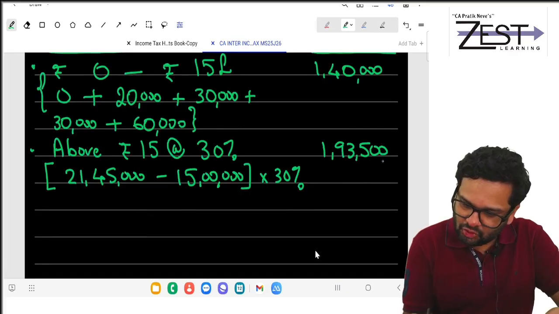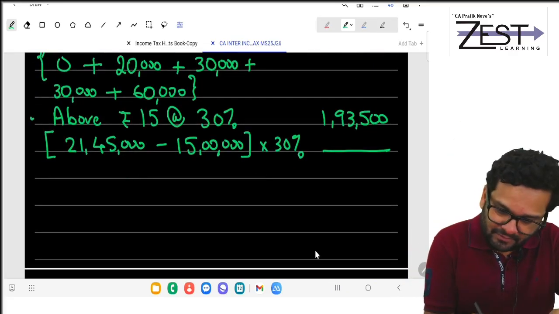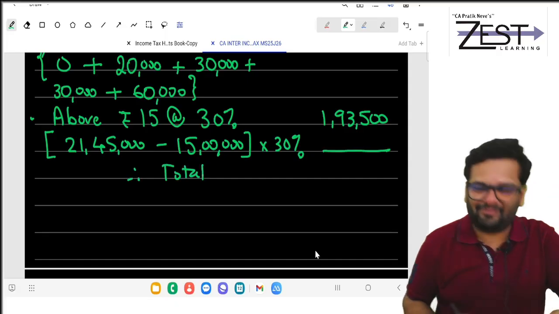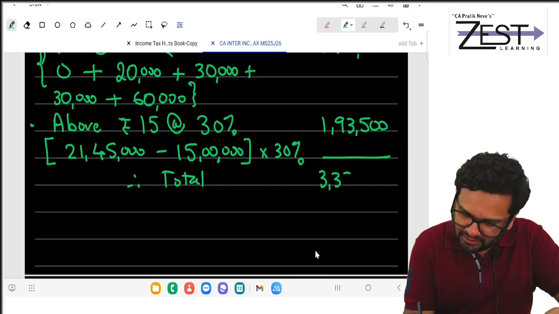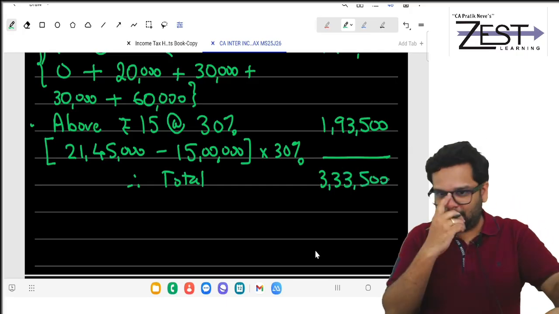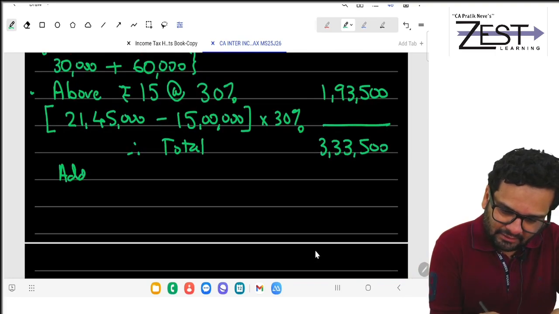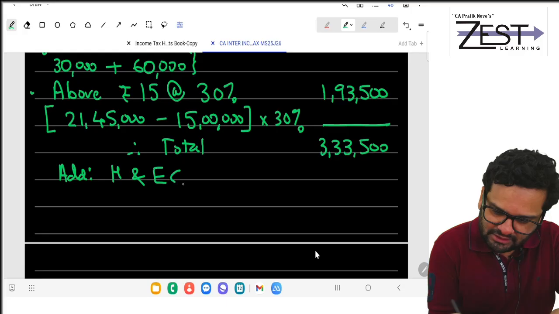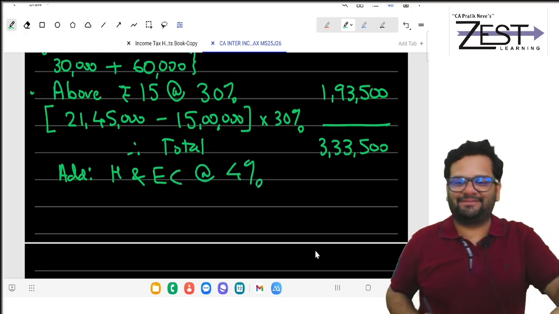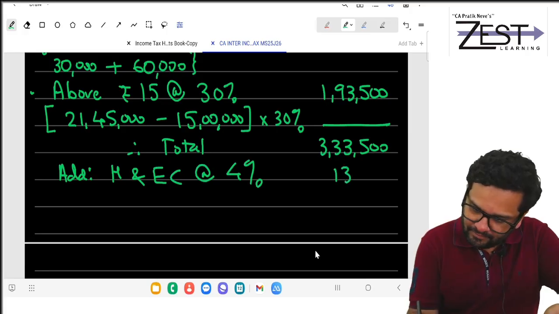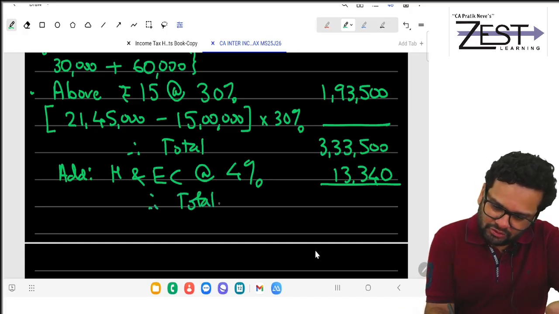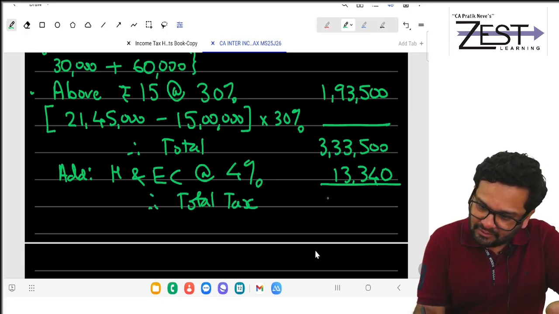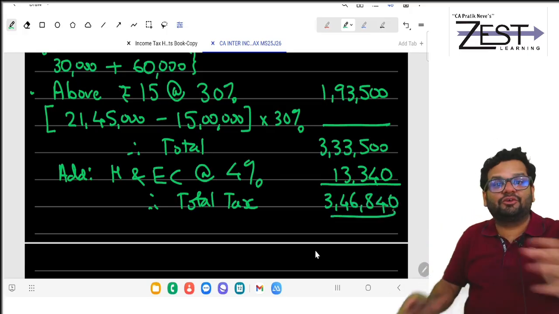This is the Josh I am talking about. Therefore, total 333,500. Add health and education cess at 4%. Can you now tell me what is your total? So employer knows this is your total tax, 3 lakh. This is your total tax for the full year.